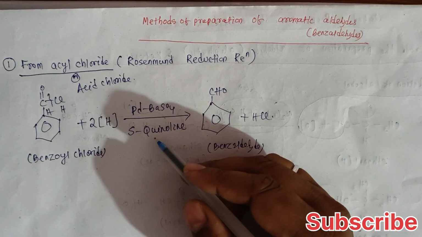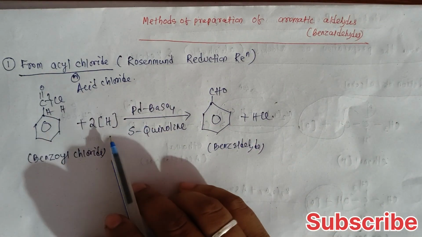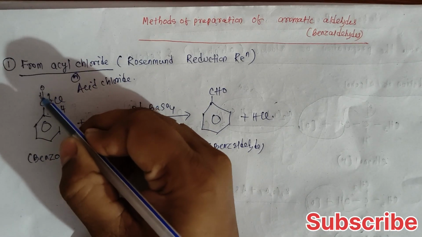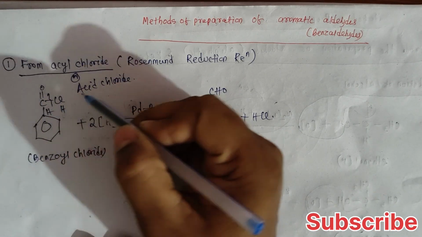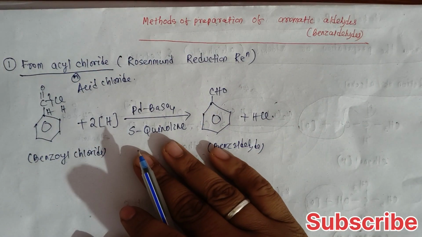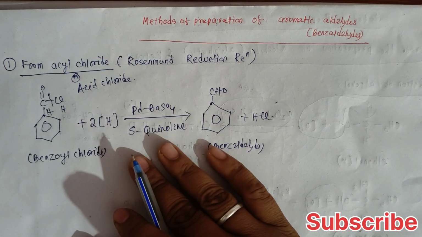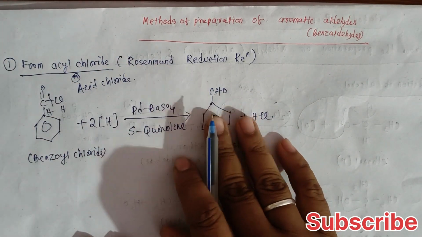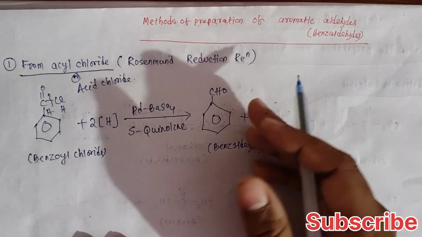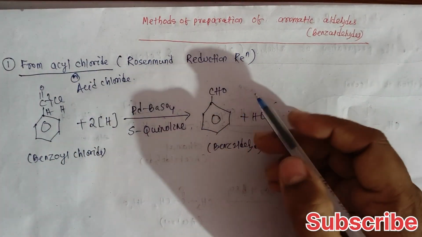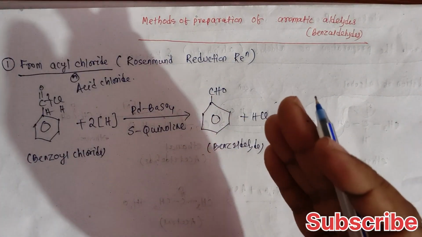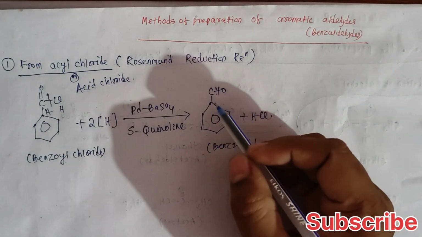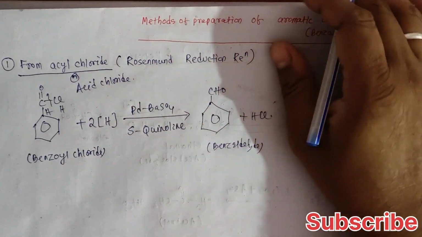Why are sulfur and quinoline used? Because if we don't use them, the pi bond will also break, and it undergoes a complete reduction and no aldehyde will be obtained. Aldehyde formation will take place, but then it undergoes reduction again and forms some hydrocarbons. That's why, to poison the reaction and stop it at the middle stage, we have to use sulfur and quinoline. Clear? And this reaction is called the Rosenmond reduction reaction.